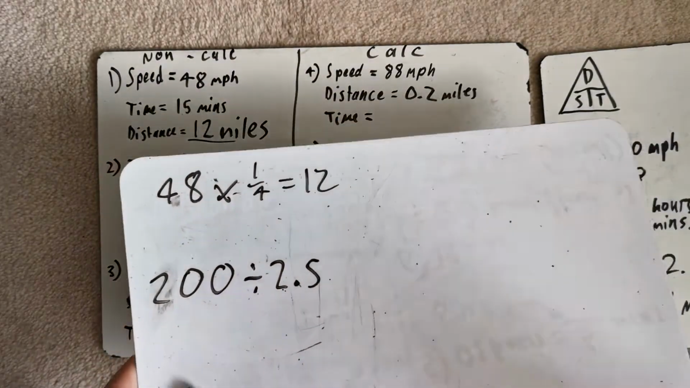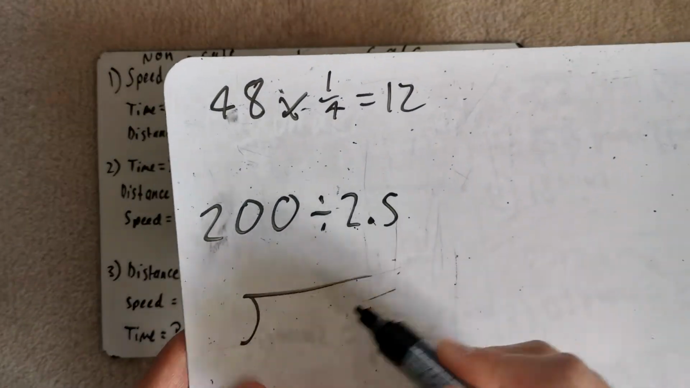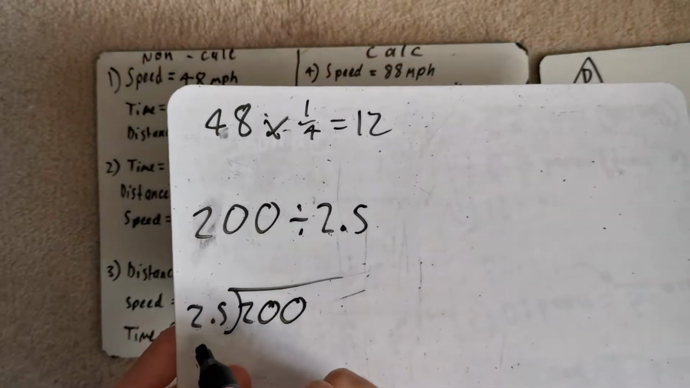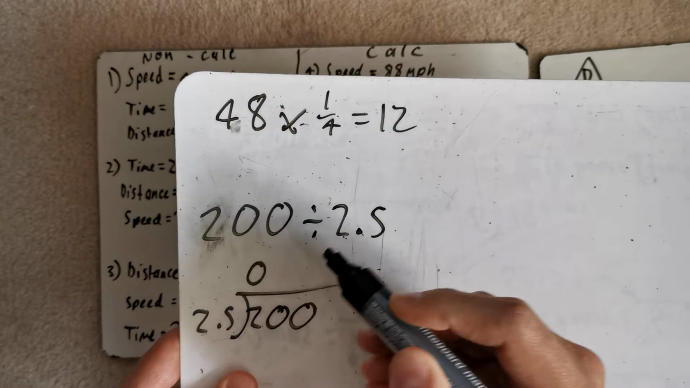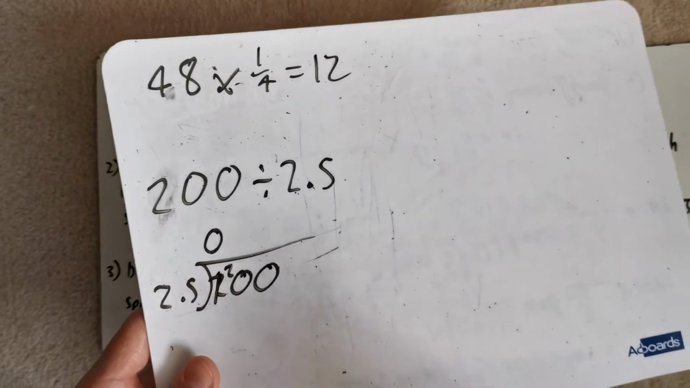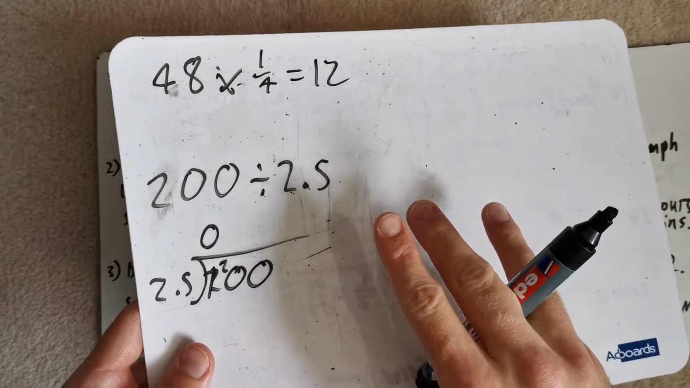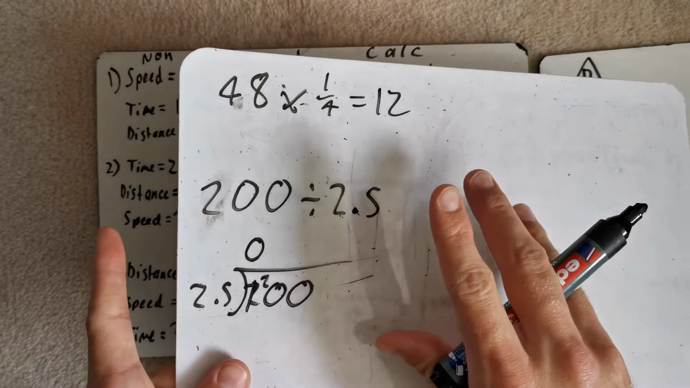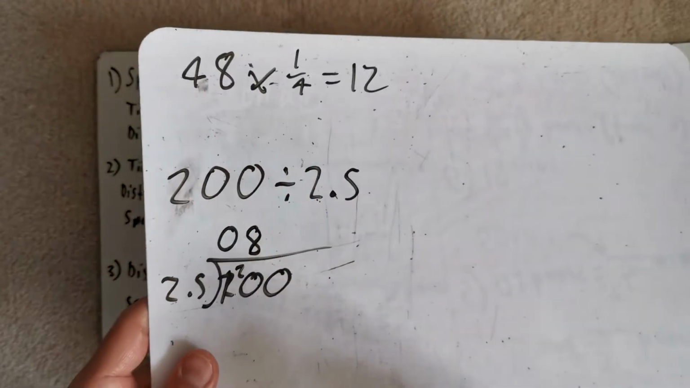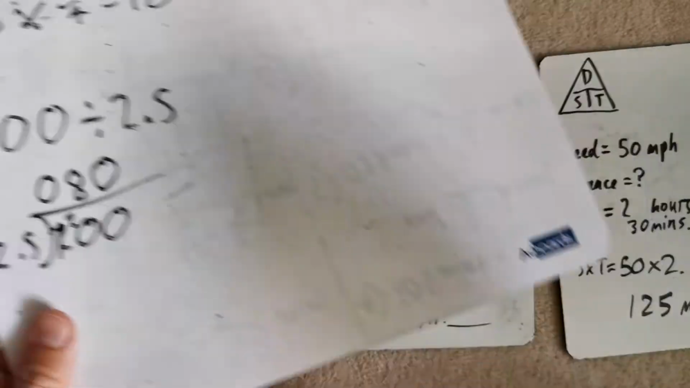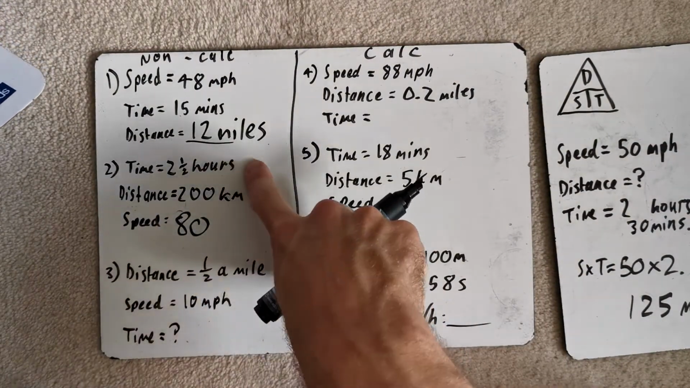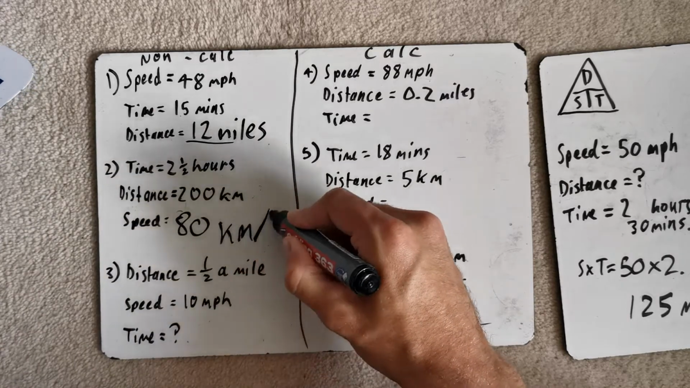Some of you might be able to do that in your head. Some of you might prefer to get the old bus stop out. So 200 divided by 2.5. 2.5s into 2 goes 0 with a remainder of 2. 2.5s into 20. So 2.5, 5, 7.5, 10, 12.5, 15, 17.5, and 20. That's going to be 8. And then 2.5s into 0 goes 0. So that is going to be 80 what? Kilometers and hours. Kilometers per hour. Okay.